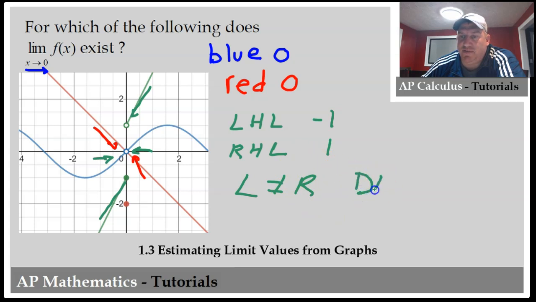So the blue graph and the red graph do have limits, and they both have limits of 0. And the green graph general limit as x approaches 0 does not exist.